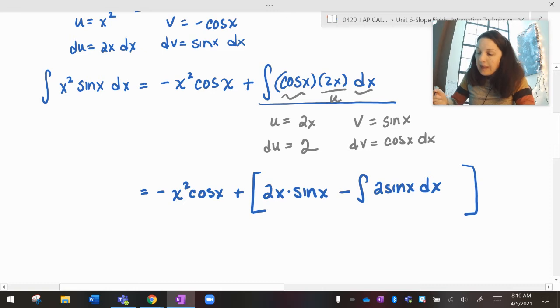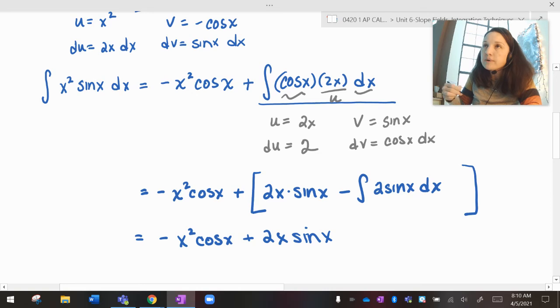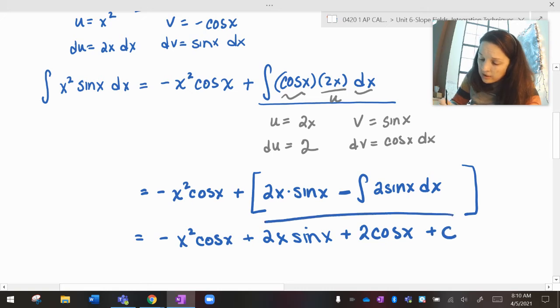Okay. And I can evaluate this antiderivative. So I have negative x squared cosine x plus 2x sine x. And the antiderivative of 2 sine x would be negative 2 cosine x. So that's going to be a plus because I've already got a minus there. 2 cosine x plus c.